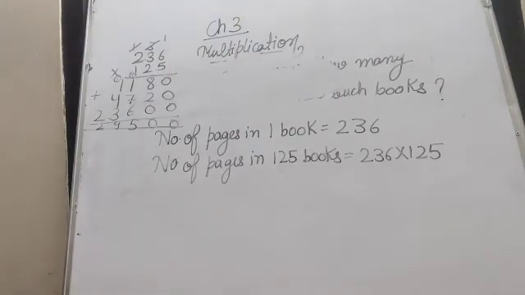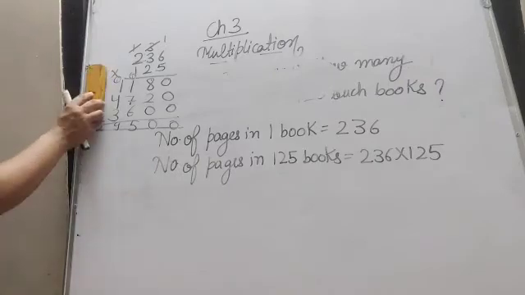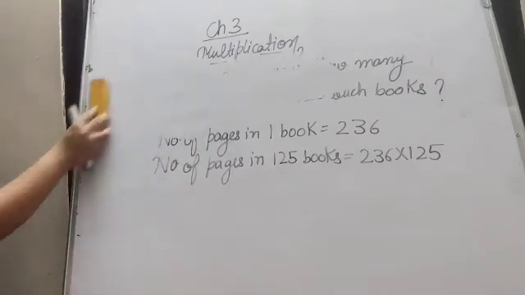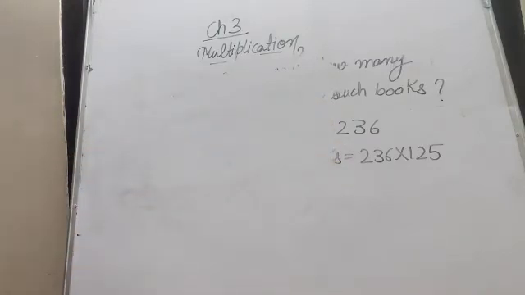Is it right? Match with your answer. Whether it is right or wrong, and tell me. Very good. 29,500 pages. Now moving to our next topic, that is estimating the product by first rounding off the number. For estimation you have to round off. Already given in the statement whether you have to round off to nearest tens, nearest hundred, or nearest thousand.